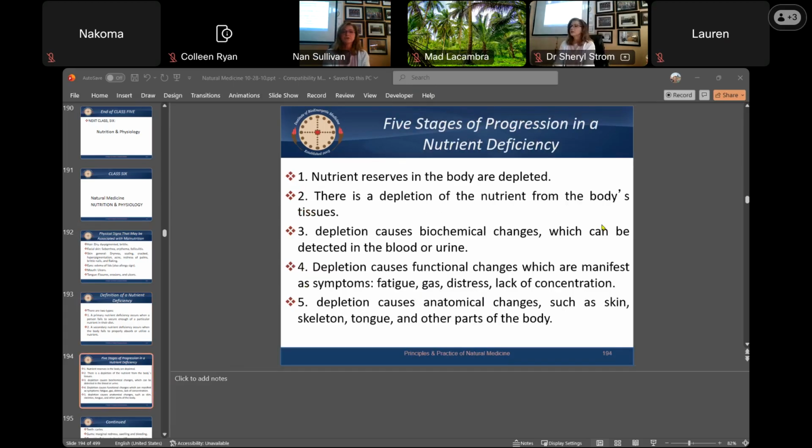There we go. Nutrient reserves, 5 stages of progression in nutrient deficiency. Nutrient reserves in the body are depleted. There is a depletion of the nutrient from the body's tissues. And then depletion causes biochemical changes, which can be detected in the blood or urine. Then depletion causes functional changes, which are manifested as symptoms: fatigue, gas, distress, lack of concentration. And then the depletion causes anatomical changes such as skin, skeleton, tissue, tongue, and other parts of the body.